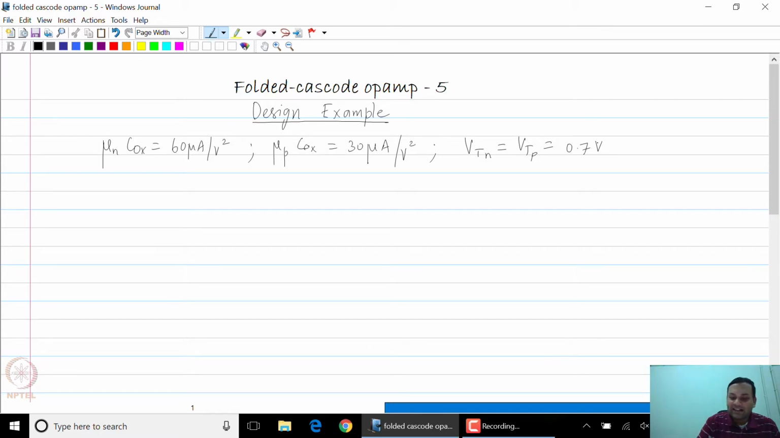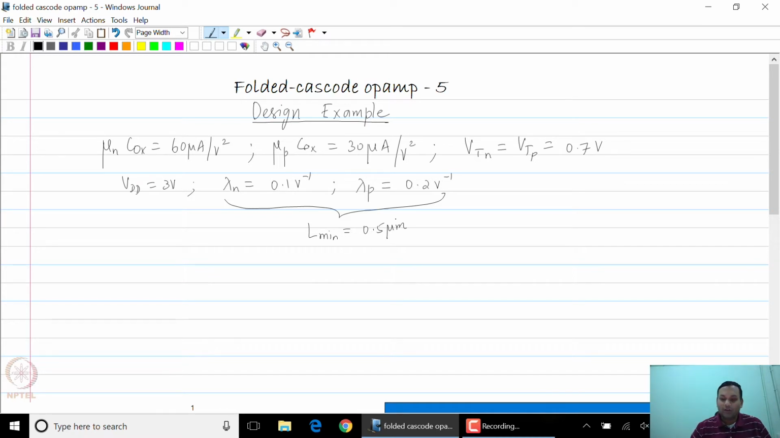And let us say that VDD, the supply voltage, is 3 volts, and we also need lambda. So let us say lambda n is 0.1 volt inverse and lambda p is equal to 0.2 volt inverse, and both of these are given for the minimum length of 0.5 microns. So clearly lambda has to be specified for a particular value of length of the transistor.